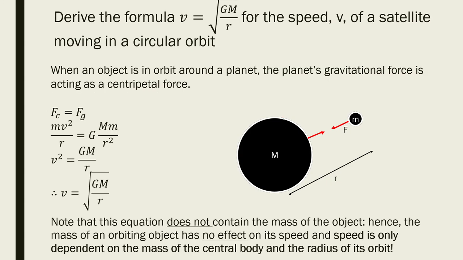So you need to be able to do a derivation. So you need to be able to derive this. Now this is on your formula sheet, but you need to be able to derive this one. So this is the speed of a satellite moving in a circular orbit with a radius of r.